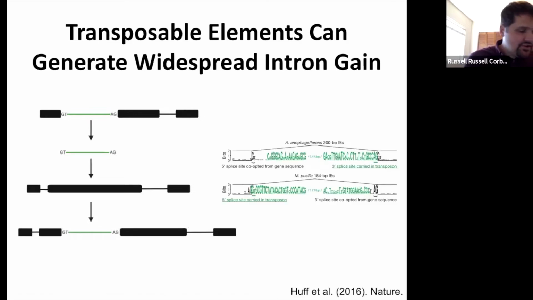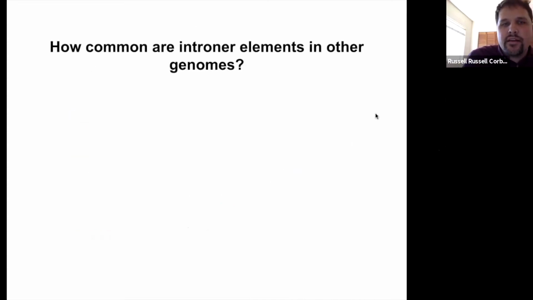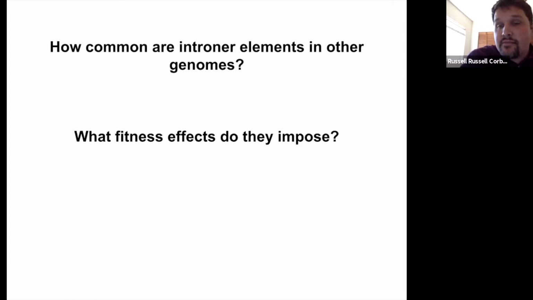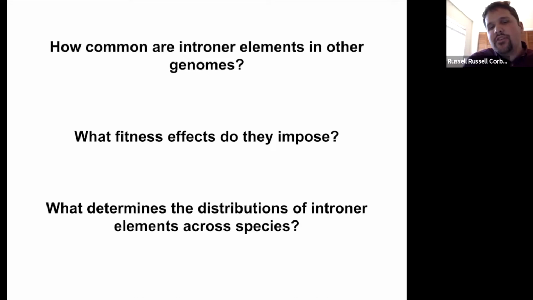And this has actually been recently shown in 2 species at least, and a handful of others where it's been hinted at, where you see extremely widespread intron gain. It looks like what's basically happening is that you have a DNA transposable element that has transposed itself thousands of times across the genome and has learned to encode its own splice site, so it's able to be cut back out after it cuts into the genome somewhere. Okay, and we're going to call these introner elements. That's the question we wanted to ask: how common are introner elements in other genomes, and what determines their patterns of evolution? What fitness effects do they impose on the genome, on the organism? And what determines the distribution of introner elements across species?